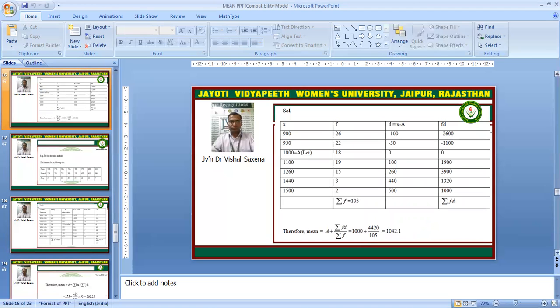So if we have to find the arithmetic mean in this question, then we have to use the formula mean is equal to A plus summation fd upon summation f, where A means the assumed mean, f represents the frequency, and d represents the deviation from the assumed mean. So first we write the values of x, and then we write the values of f.